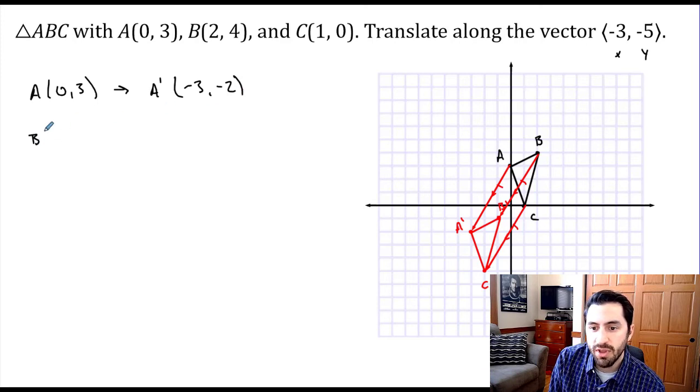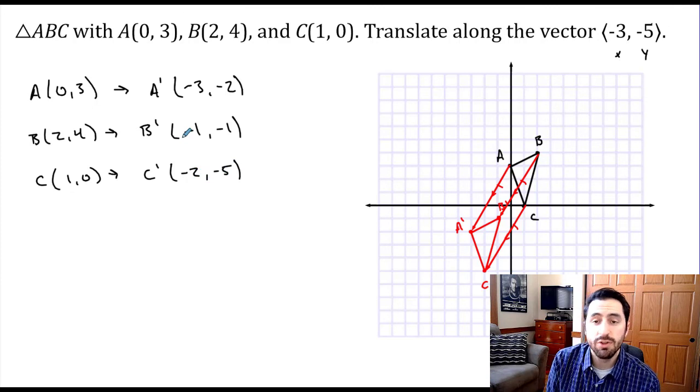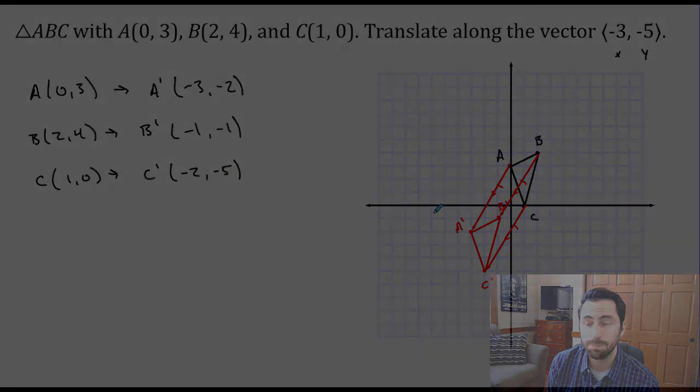And I can do the same thing for my other points as well. So 2, 4. If I subtract 3 from the x value, we get -1. Subtract 5 from the y value. And then lastly for C, if we start at 1, 0, and then move along our vector, we end up with, let's see, -2 and -5. So just doing a little bit of algebra, using our vector, we can move each individual point. That would give me my vertices, and then we could graph the triangle that way as well.